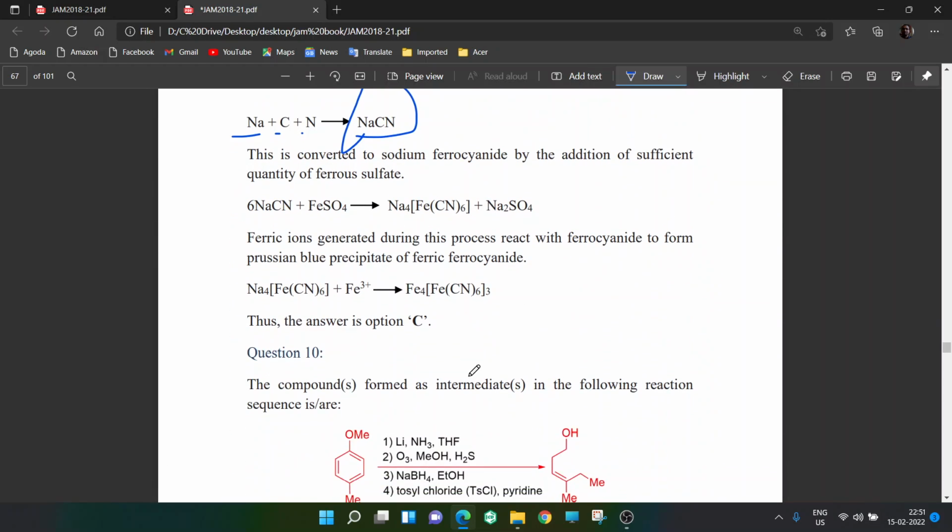What happens later is also interesting. You should just know this: NaCN later reacts with ferrous sulfate to give you sodium ferrocyanide, which then further reacts with Fe3 plus to give ferriferrocyanide, which is Prussian blue in color. So once you see this, you know that it is having nitrogen. So here they have asked just about NaCN. The answer is NaCN. Okay.